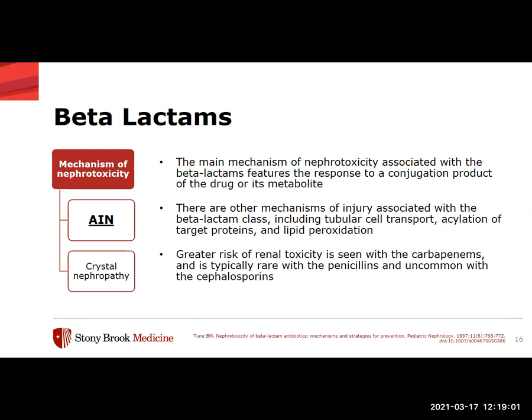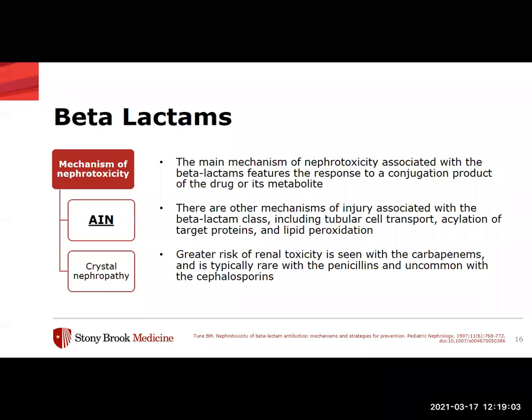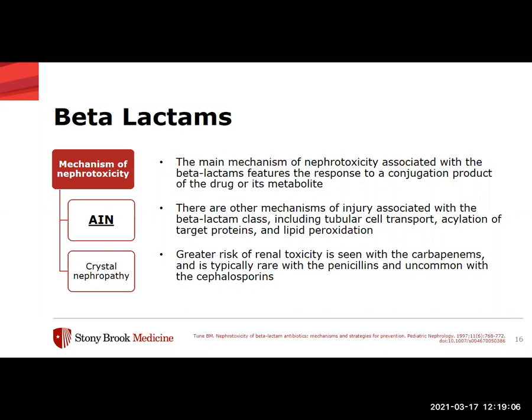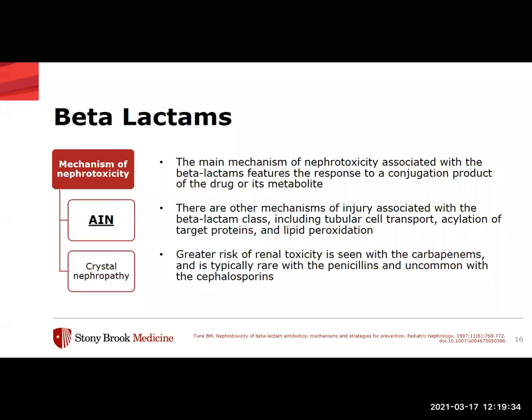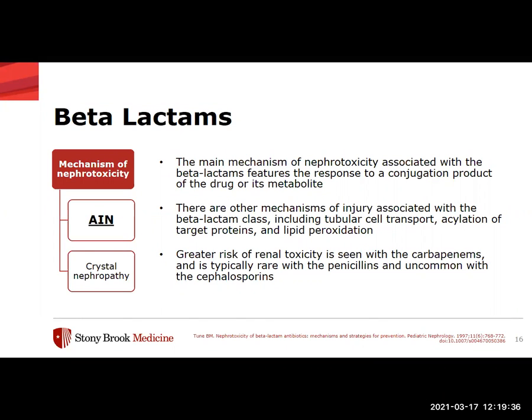So another class of medications implicated in acute interstitial nephritis is the beta-lactams. So the main antigenic mechanism associated with the beta-lactams includes a response to either a conjugation product of the drug or its metabolite with a host protein or direct binding of the drug to a particular allele to elicit this hypersensitivity response that we see in acute interstitial nephritis. However, other mechanisms of injury exist with this class, such as tubular cell transport, which mainly takes place through the antiluminal organic anion secretory carrier.